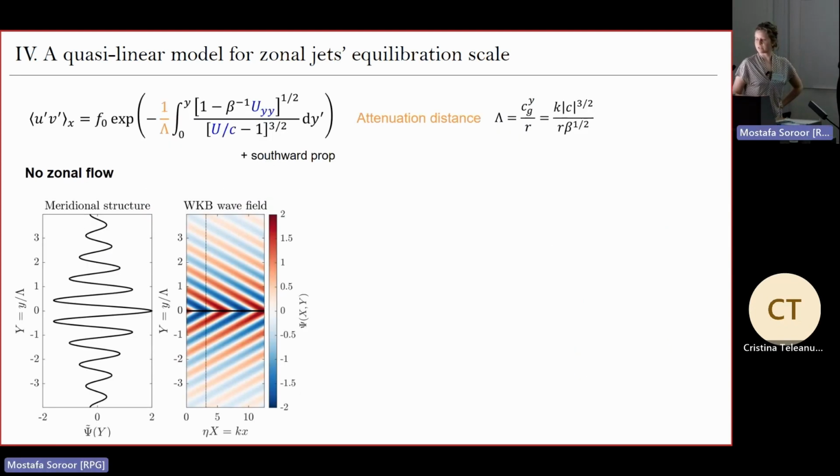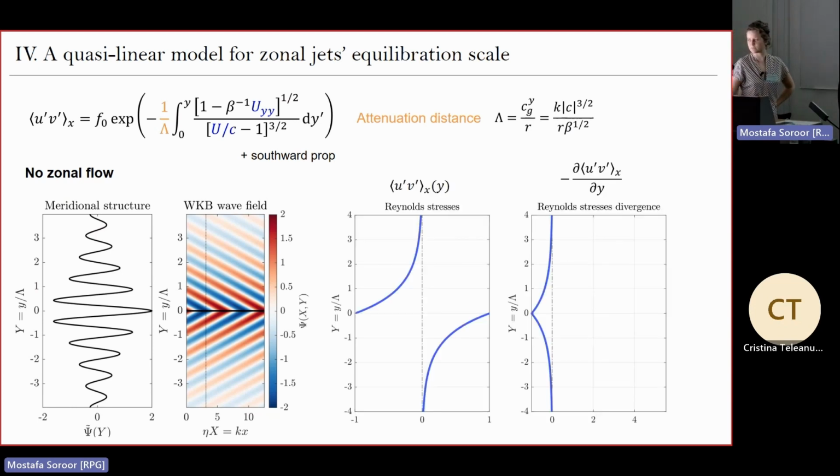So to illustrate this and try to build a little bit more intuition, I'm just considering a case here where I have no zonal flow, u equals 0. This is my WKB wave field. Again, I emitted the wave at y equals 0. If u equals 0, then this integrand is 1. My Reynolds stresses are just F0 exponential minus y over lambda. So this is just a decaying exponential. So my Reynolds stresses, again, decaying exponential at the north and in the south direction too. I have a jump in the Reynolds stresses at y equals 0.